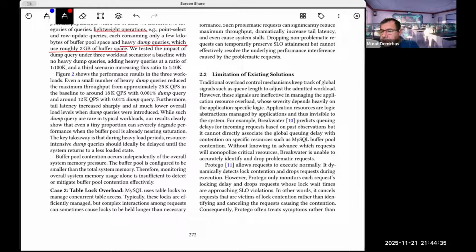While such dump queries are rare in typical workloads, our results clearly show that even a tiny proportion can severely degrade performance when the buffer pool is already nearing saturation. The key takeaway is that during heavy load periods, resource-intensive dump queries should ideally be delayed until the system returns to less loaded state.